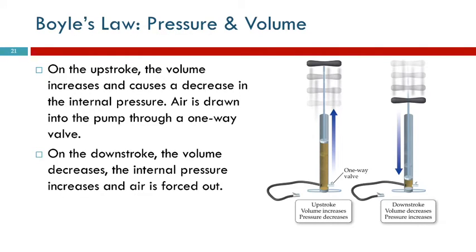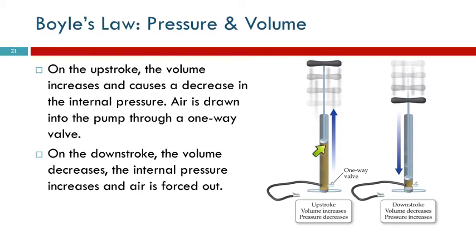And this is how bicycle pumps work. You take a bicycle pump. It's basically a piston with two valves, and they are one-way valves. This valve will let air in, and this valve will let air out.